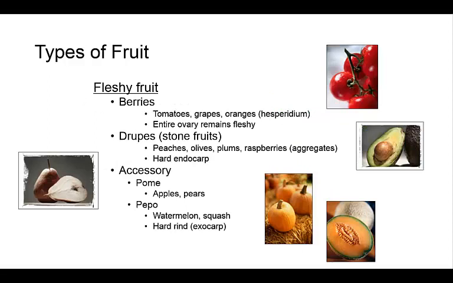So fleshy fruits include berries like tomatoes, grapes, oranges, where the entire ovary remains fleshy. Drupes are sometimes also called stone fruits. These are peaches, olives, plums, avocados, and these have a hard endocarp inside. Accessory fruits are those like apples and pears, and like watermelons, squash, where they have a hard rind, a hard exocarp, and a fleshy mesocarp, and then usually numerous seeds inside those.